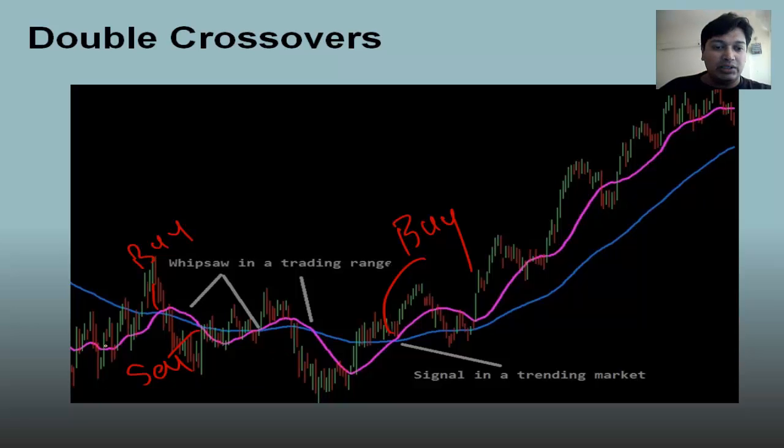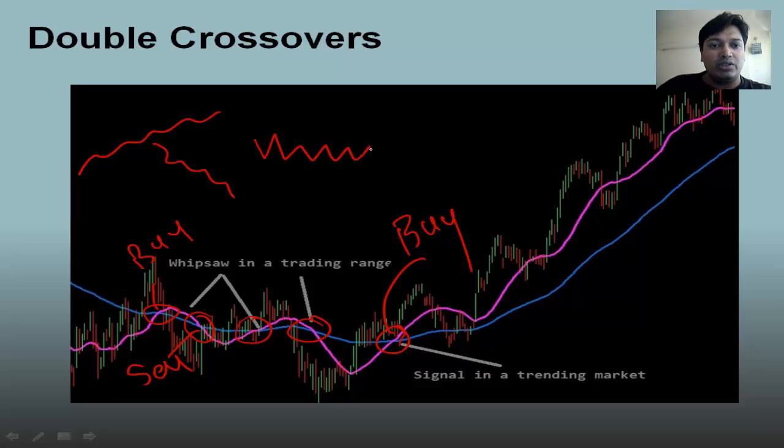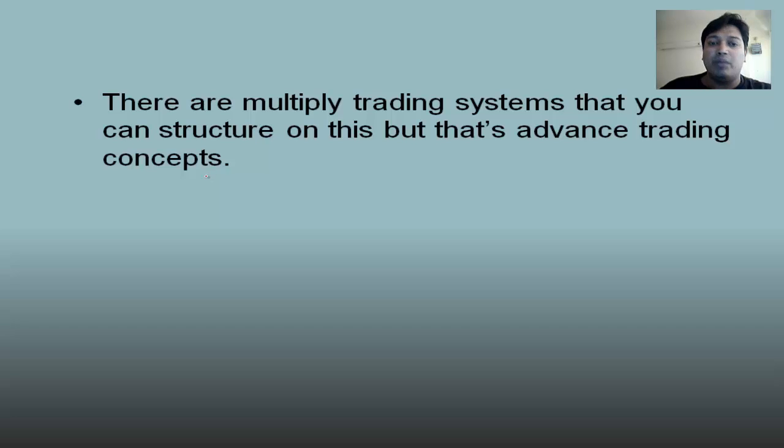So this is where the market has started moving sideways, and as the market is moving sideways, you can see that these are whipsaws which are produced. In a sideways market, it produces a lot of whipsaws, but in a trending market, it gives you beautiful buy signals and sell signals. So always remember, use moving averages in a trending market and not in a sideways trading market. There are multiple trading systems which you can construct on moving averages, but those are very advanced concepts.